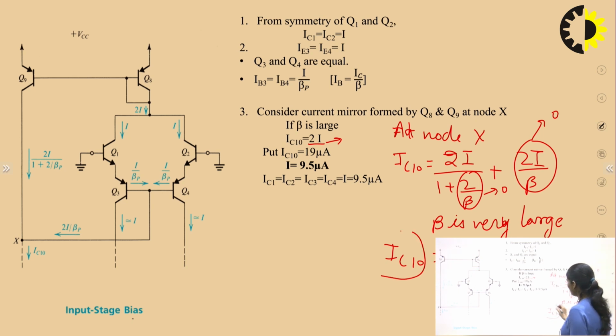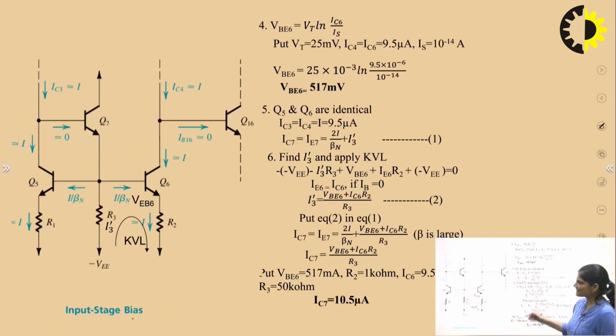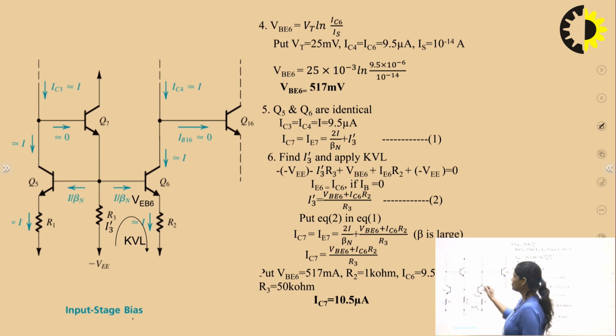And you know the value of IC10 from the previous slide. It is already calculated, IC10 is equal to 19 microampere. So we can find I is equal to IC10 upon 2, so I is equal to 9.5 microampere. So this is calculated. Now IC1, IC2, IC3, IC4 equal to I, that is equal to 9.5 microampere. So this is the half input stage circuit diagram. Now in the next slide, here transistors Q5, Q6, Q7.